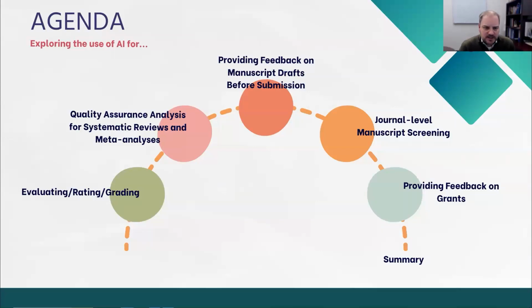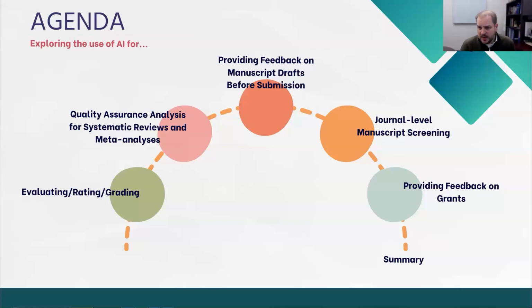And so as part of the process that we'll walk through today, we're going to explore the use of AI for evaluating, rating, and grading. And these particular tasks are so similar in nature that we're going to consider those to be one and the same, right? And then next, we're going to use AI to conduct quality assurance analyses, which are a required component for systematic reviews and meta-analyses.